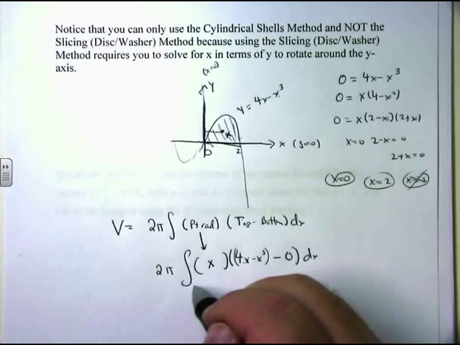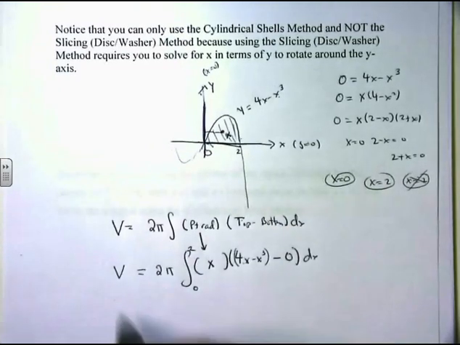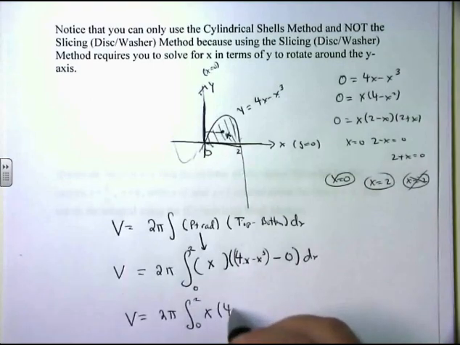My bounds are from 0 to 2, and this is the integral. Well, I can clean it up a little bit. 2 pi integral from 0 to 2 of x times 4x minus x cubed dx.